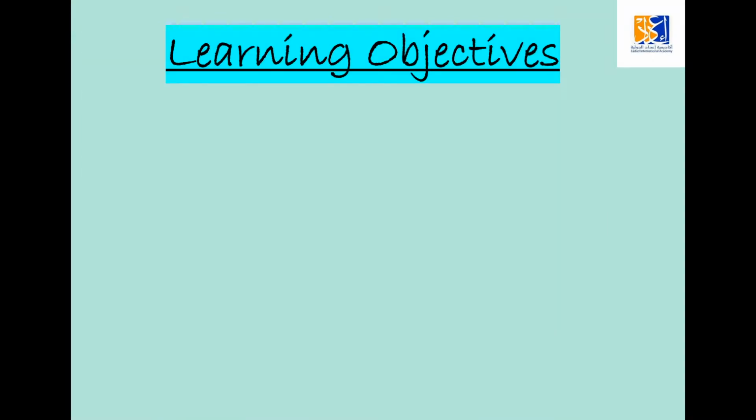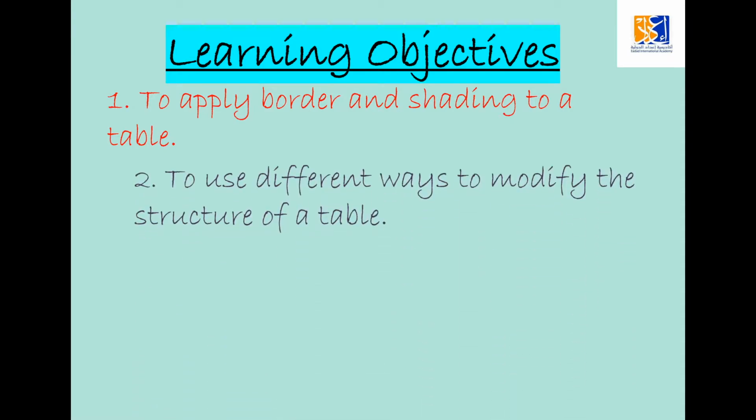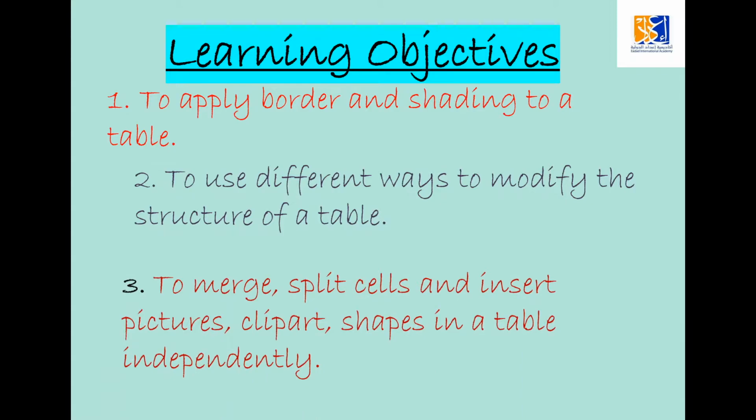Okay. Our learning objectives for today are: number 1, to apply border and shading to a table. Number 2, to use different ways to modify the structure of a table. Number 3, to merge, split cells and insert pictures, clip art, shapes in a table independently. So these are our 3 learning objectives for today.